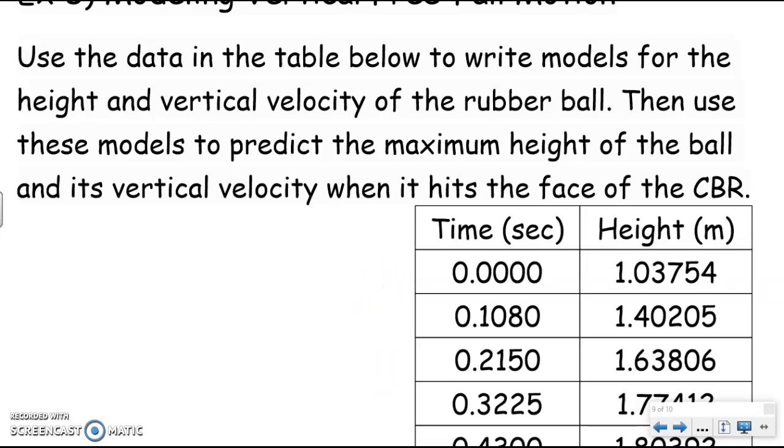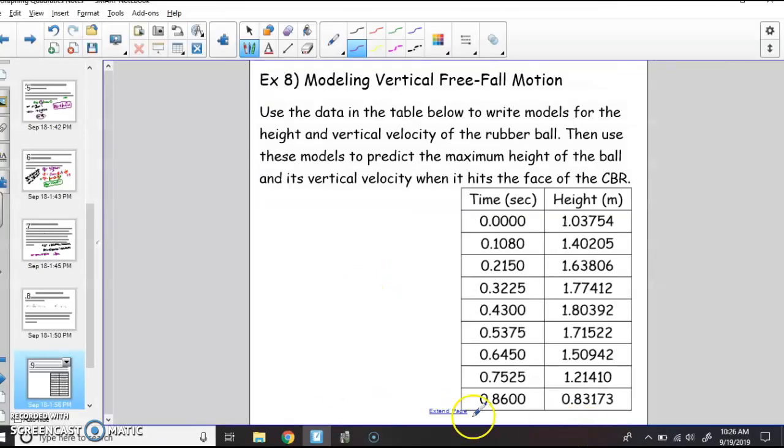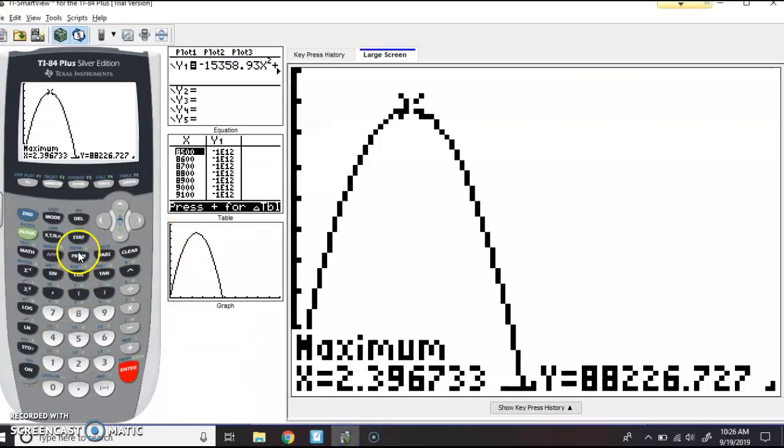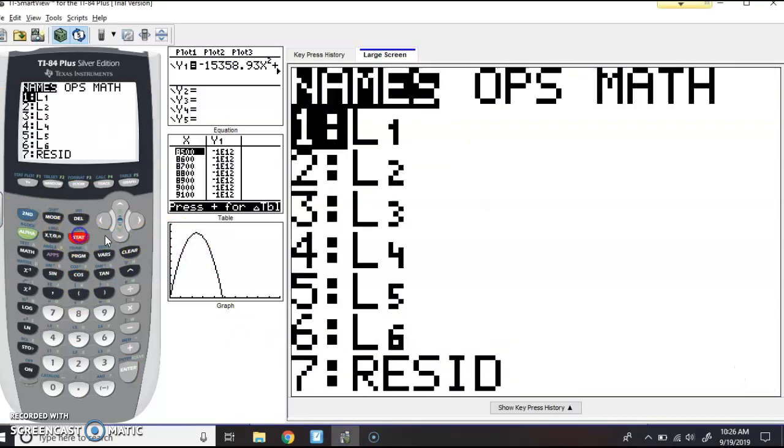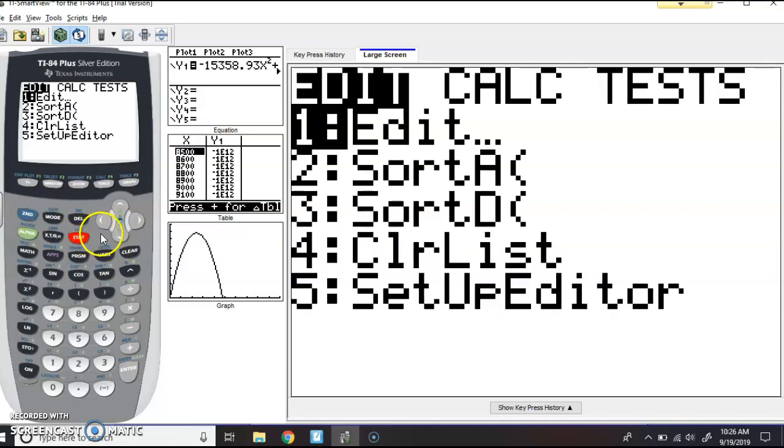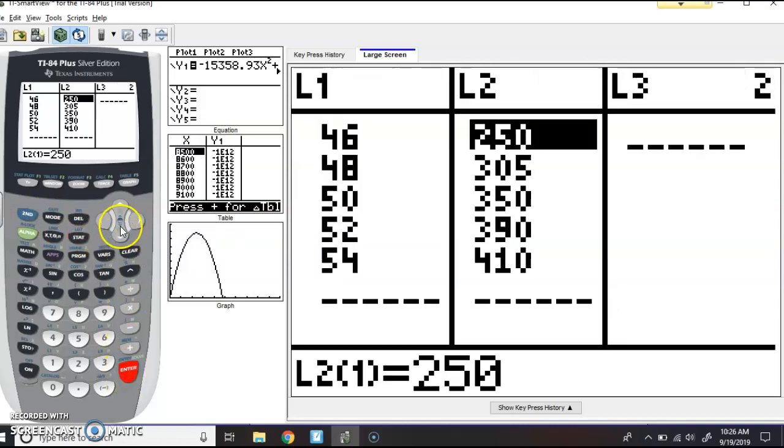So what we're going to do is first make a scatter plot of the data. We're going to go over to our calculator, and I should have done this ahead of time to make it easier. But I'm going to go to Stat and Edit, and I want to clear what's in there.